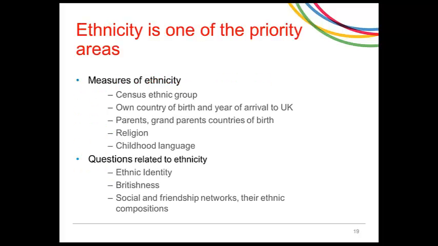So as I said, ethnicity is one of the priority areas of this study, so there are many questions on ethnicity. First, it covers a large number of measures of ethnicity. So you have the standard census ethnic group question, but then you also have questions on country of birth and year of arrival to the UK, parents' and grandparents' countries of birth, religion and childhood language. What this means is that you can construct groups relevant for your analysis using these questions. Second, it also includes many questions that are relevant for ethnicity-related research, such as questions on remittances, ethnic identity, Britishness, social and friendship networks, etc.